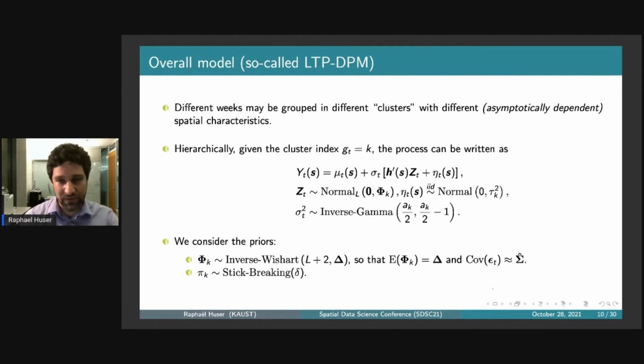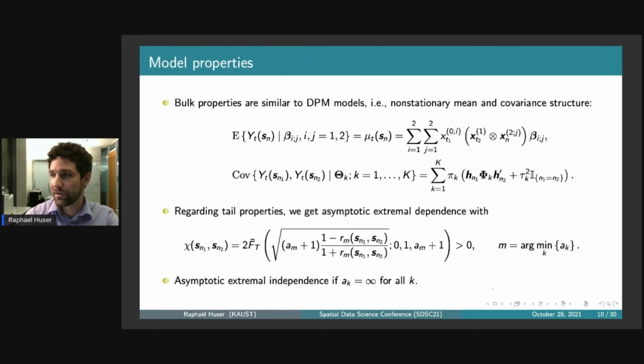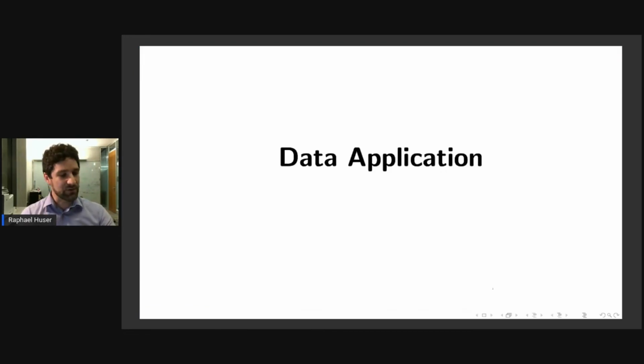I will skip the details, but we can write it hierarchically and use Bayesian inference for that model. We can compute the model properties, the mean, the covariance, the tail correlation, and everything is as expected. We have a very non-stationary structure driven by the covariates, and we can capture extremal dependence as we wanted. So I will now come to the application and show you some results based on this model.